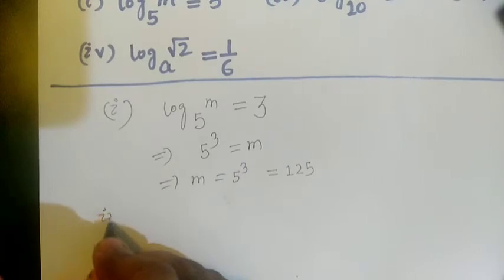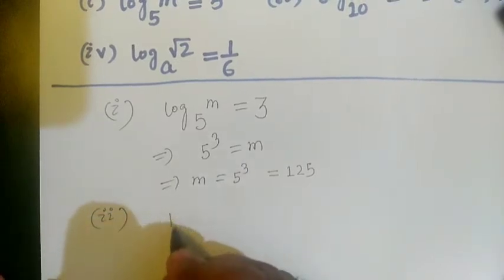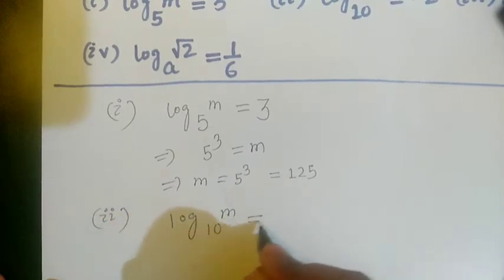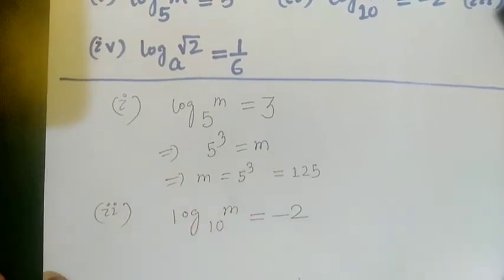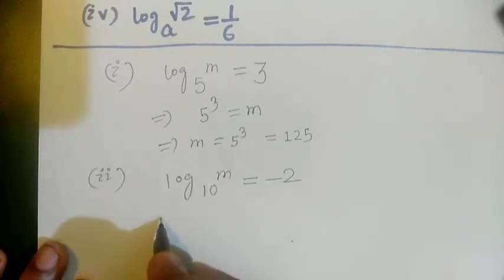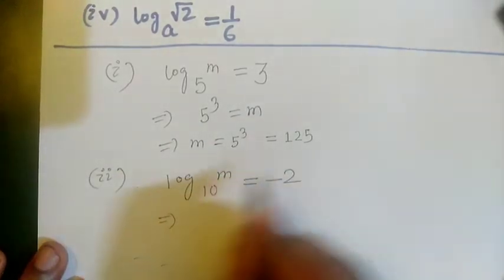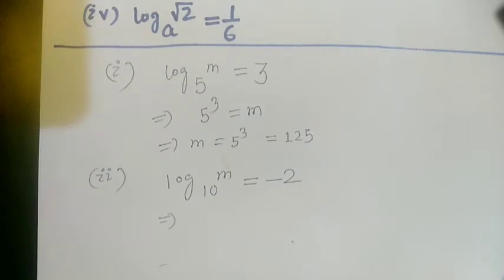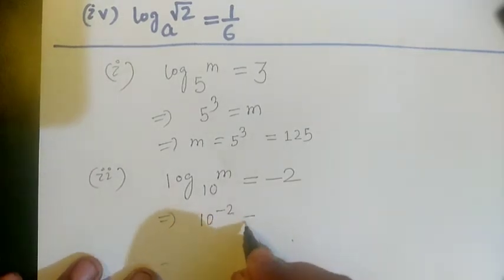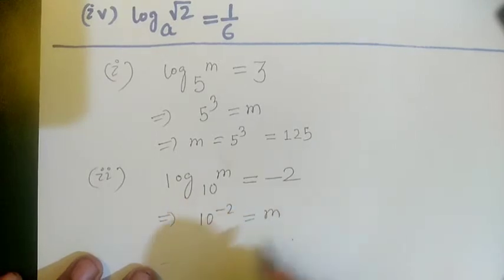Then come to the second question. Logarithm of m with base 10 is equal to minus 2. So this is the logarithmic form. We have to convert it into the power form. So 10 raised to minus 2 is equal to m.